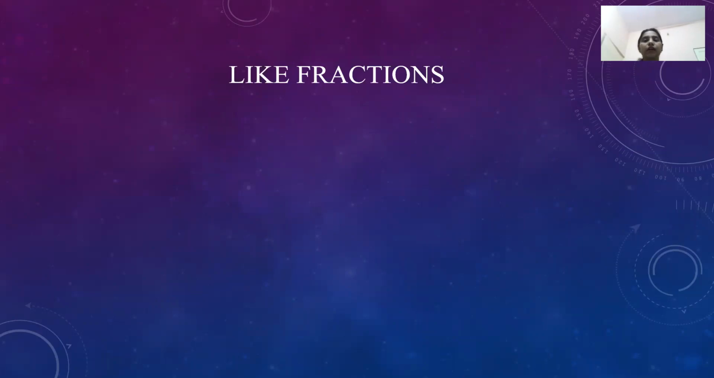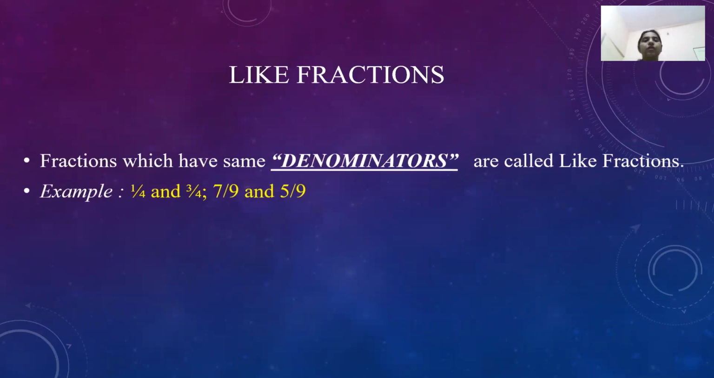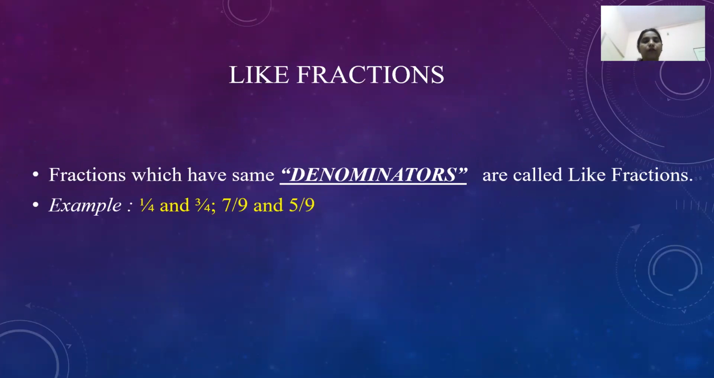Like fractions are those fractions in which the denominator, what was the denominator? The denominator was the number which was below the horizontal line. So like fractions are those fractions in which the denominators of two fractions are the same. One group is 1 by 4 and 3 by 4 in the example. So now 1 by 4 and 3 by 4, 4 is common and the numerator is different. So these are called like fractions.